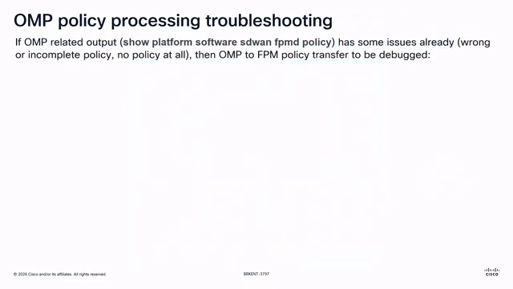Next, we check at FPMD, and if the OMP-related output from FPMD has some issues already, maybe you notice that there is some discrepancy, then it's a good idea at this point to start debugging and hope to see the reason for this, because sometimes in the logs it's very obvious, like the router will start crying and saying, oh, I cannot program this policy because this is missing and it's incomplete, I will just skip it, right?